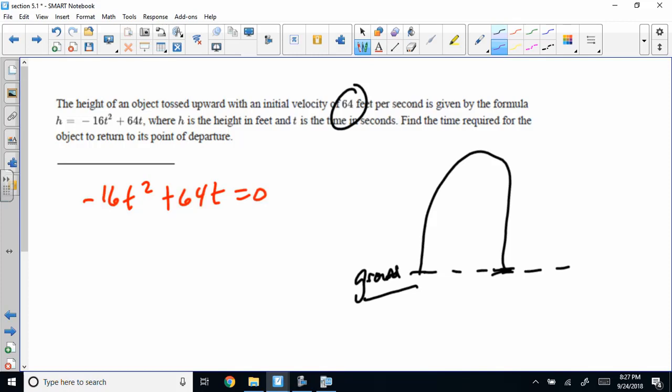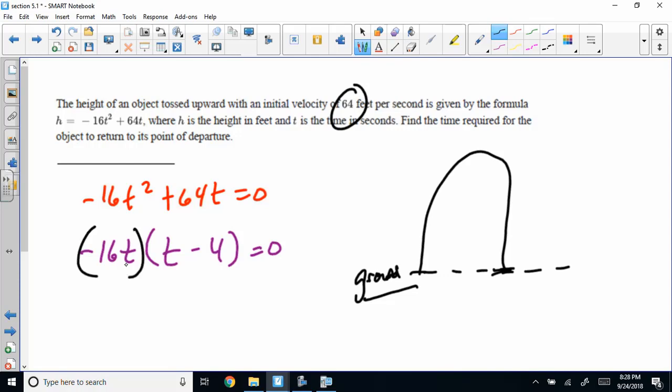All right. So when you factor out a GCF, you either factor out a number, a variable, or the product of a number and variable, right? Well, both of these have variables, so we can at least do that. So I'm going to factor out a negative 16t. That's going to leave me with t minus what? 4. t minus 4.